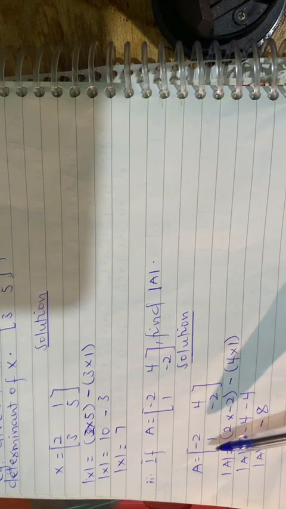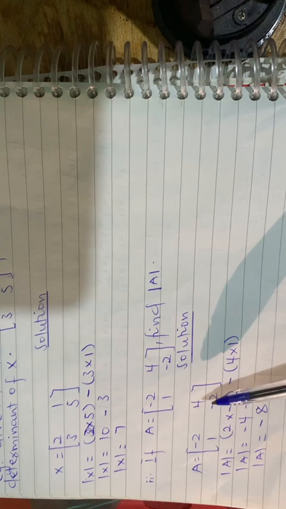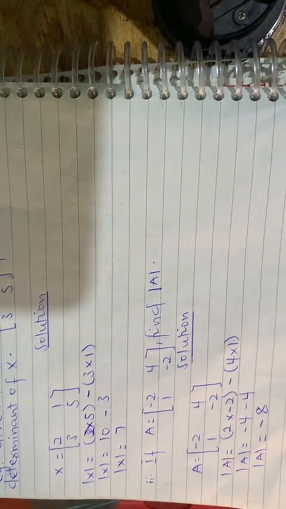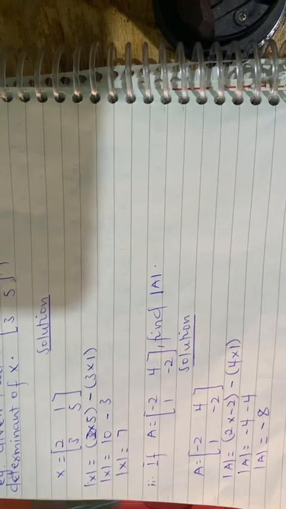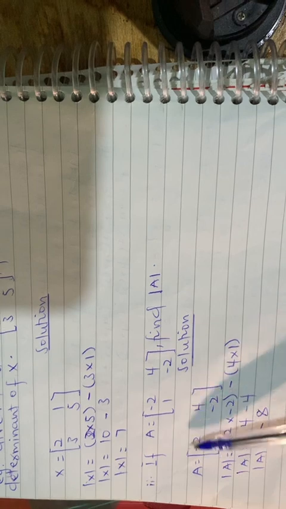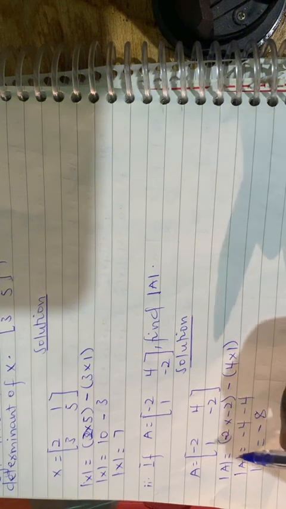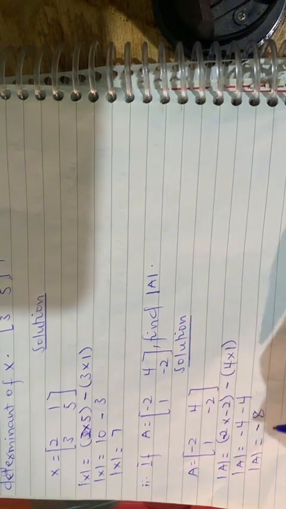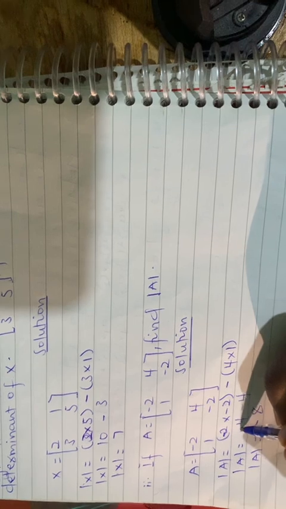Sorry, it is negative. The first diagonal, you have negative 2. Second element here is negative 2. So negative 2 times negative 2. Please, there's a negative here, sorry. So negative 2 times negative 2, that will give you positive 4, sorry.